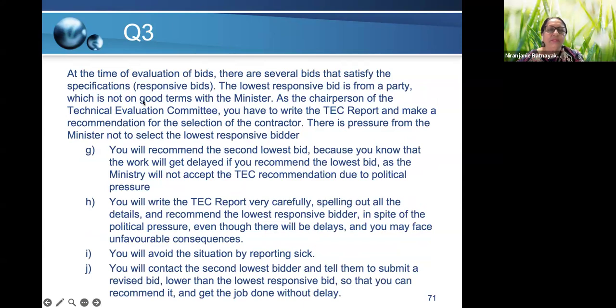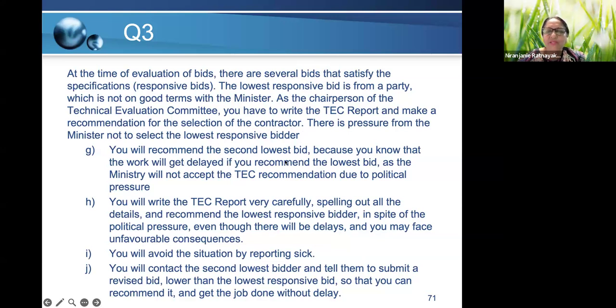Okay, the next one. At the time of evaluation of bids, there are several bids that satisfy the specifications, what are called responsive bids. The lowest responsive bid is from a party which is not on good terms with the minister. As the chairperson of the technical evaluation committee, you have to write the tech report and make a recommendation for the selection of the contractor. There is pressure from the minister not to select the lowest responsive bidder. Now, this is actually something that happened to a very close person of mine, right? When they're not on good terms, sometimes the ministers don't want to give a project to the most responsive bidder.